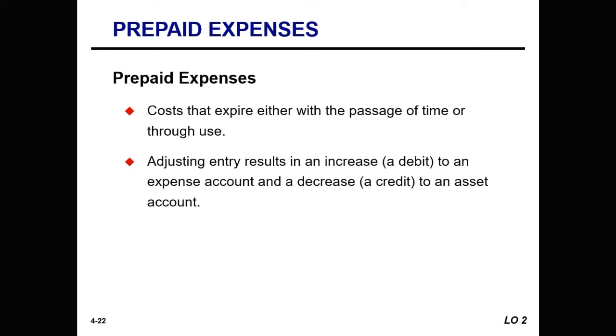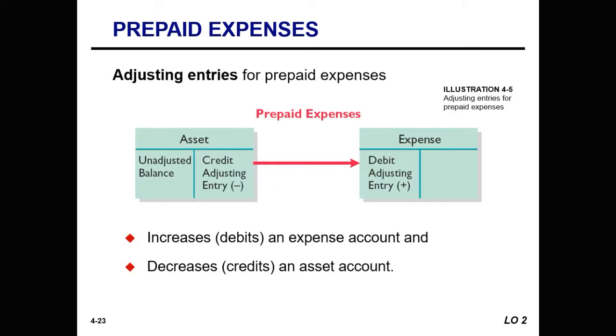Let's just look at that using T accounts. So with the adjusting entry, what we are saying is that some amount of whatever this asset is, of a prepaid expense, has now been consumed or allocated to this specific time period in accordance with the expense recognition principle.